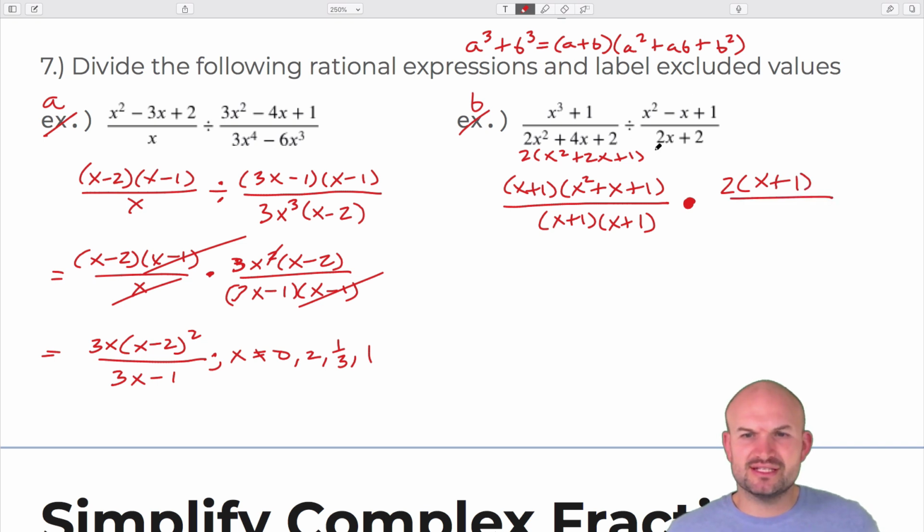And then this, you can see, is x minus 1. Oh, that's supposed to be a plus. Oh, I messed up.